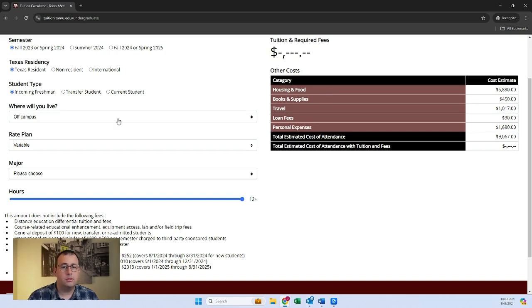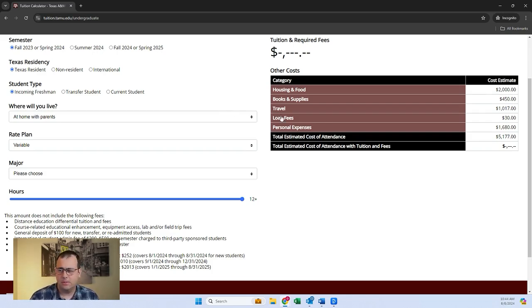What if my kid's going to a school in the town where we live? So at home with parents, you can see that the housing and food number drops drastically. So yes, you may be able to save money by having your kid stay with you and live at home while they're going to school, but it's going to reduce how much you can pull out of the 529 plan to pay for room and board. Now that may or may not be a consideration for you, but it is something to keep in mind.